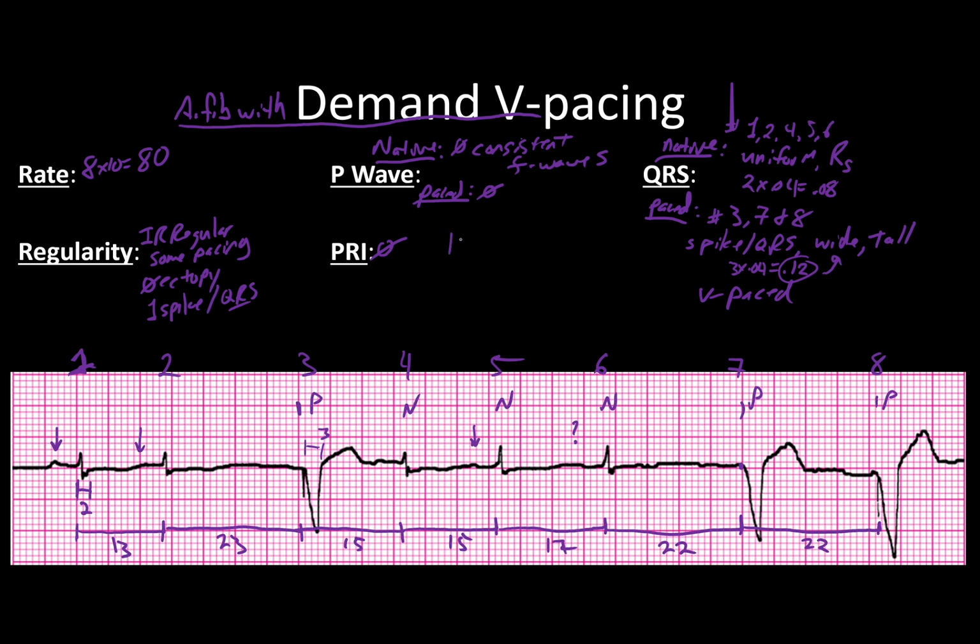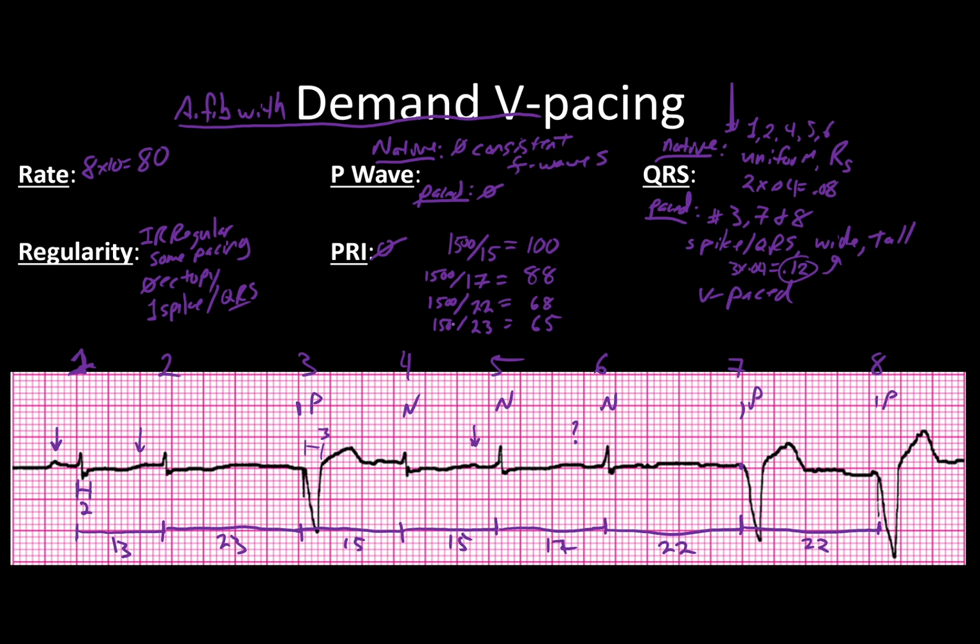So if we throw these numbers up to give you an idea of how fast the patient's heart rate's going versus how fast the pacemaker is going. If you take 1500 divided by 15, that gives you a rate of 100. Now if you divide by 17, your rate drops down to 88. If you divide by 22, 68, and you divide by 23, you get 65. And so what did that tell us?